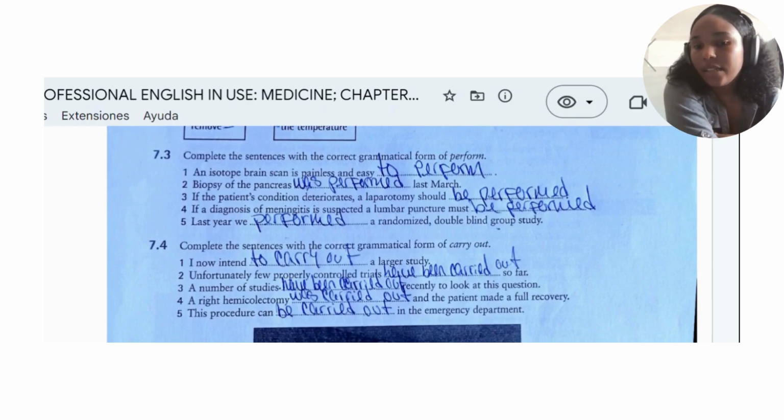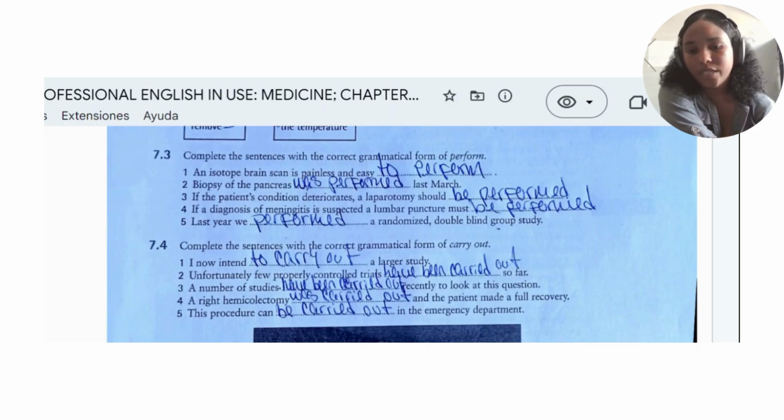An isotope brain scan is painless and easy to perform. A biopsy of the pancreas was performed last March. If the patient's condition deteriorates, a laparotomy will be performed. If a diagnosis of meningitis is suspected, a lumbar puncture must be performed. Last year, we performed a randomized double-blind group study.